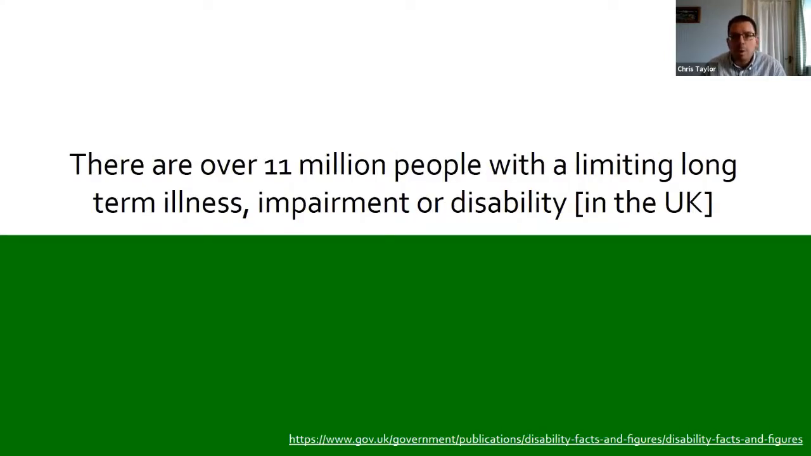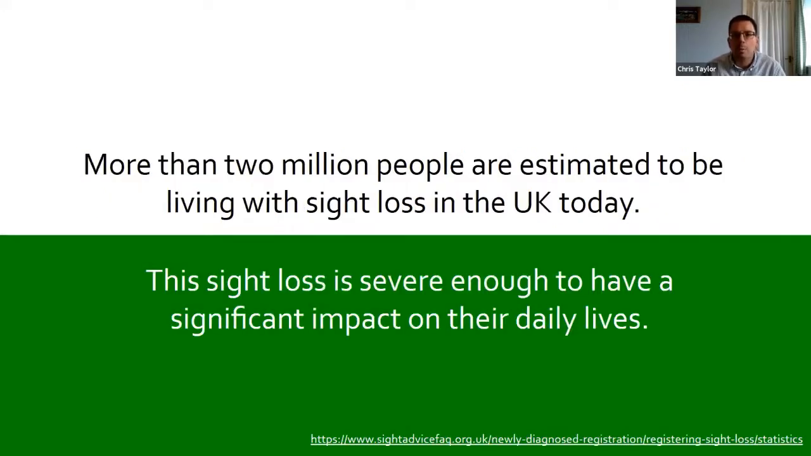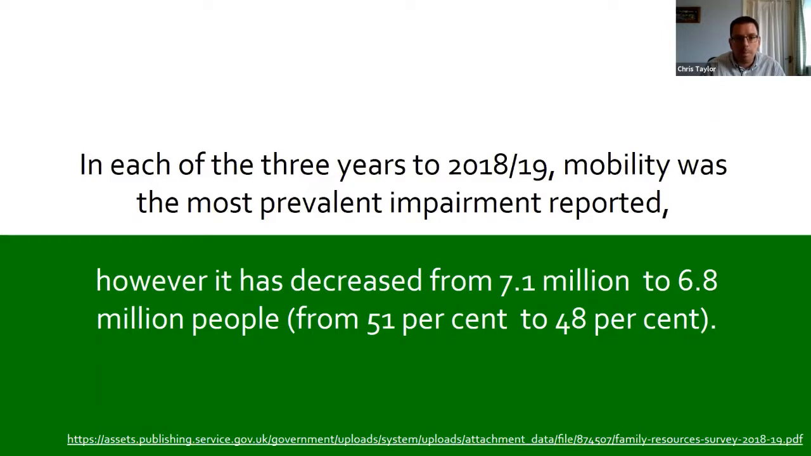Firstly, the number of people that have a long-term illness or impairment or disability in the UK is probably much higher than you thought. Now, many of these things affect how people use the web. For example, did you know more than 2 million people in the UK have some form of sight loss? Or that 6.8 million people are living with some form of mobility problem, which, especially for older people, affects their manual dexterity, for example, the ability to use a mouse.